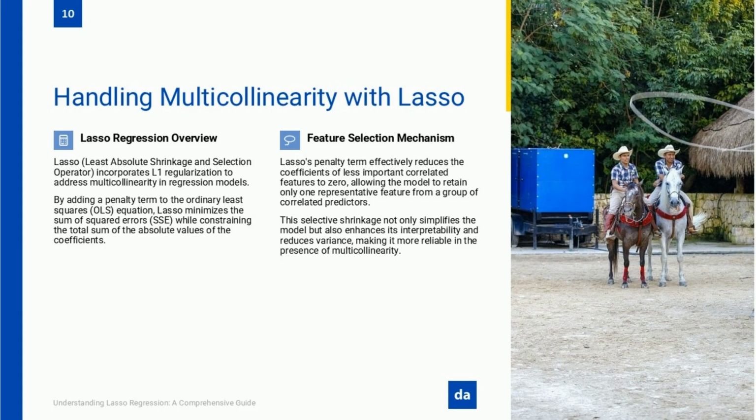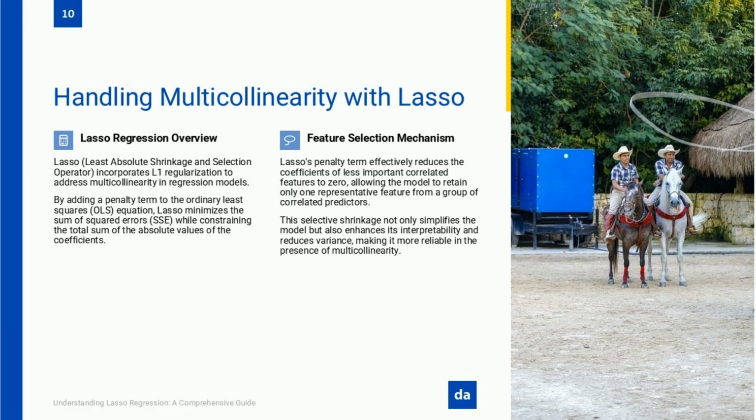Instead of struggling with multiple correlated predictors, it simply picks one and shrinks the others to zero. In our house price example, Lasso might decide that square footage is the best predictor and completely remove number of rooms and number of bathrooms. The result? A model that's more stable, more interpretable, and less likely to overfit.